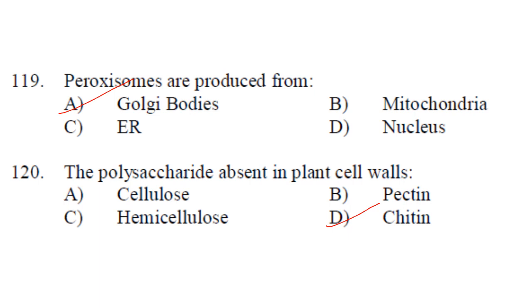Then peroxisomes are produced from. They are produced from Golgi bodies. Answer is option A. The polysaccharide absent in plant cell walls is chitin. Chitin is present in the cell wall of fungi.